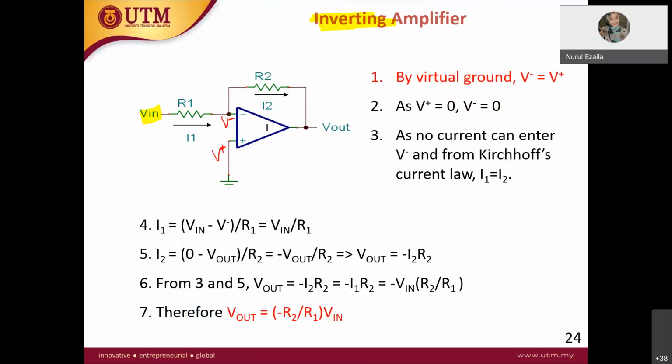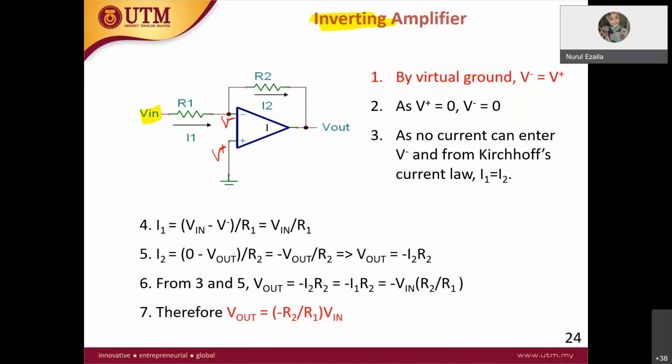Why do we call it an inverting amplifier? Because the input voltage is connected to the negative terminal of the op amp, V minus. So how to analyze this is by using a virtual ground, which is V minus equal to V plus. I think I better write it down again, so that you know.